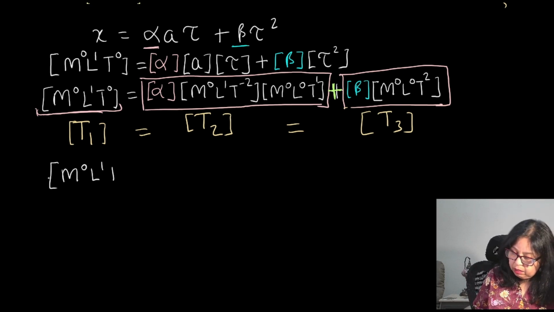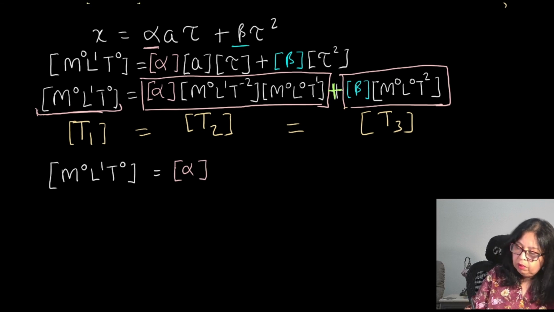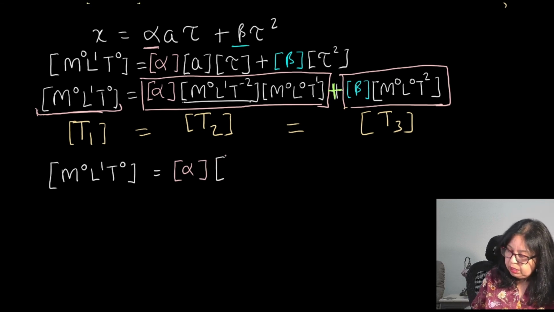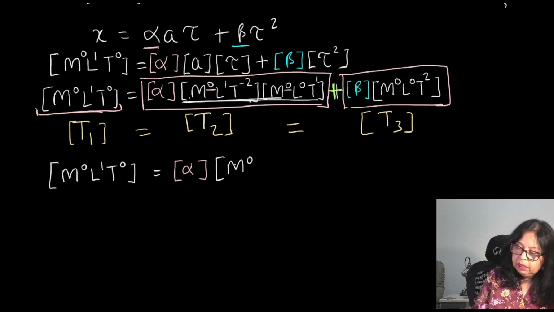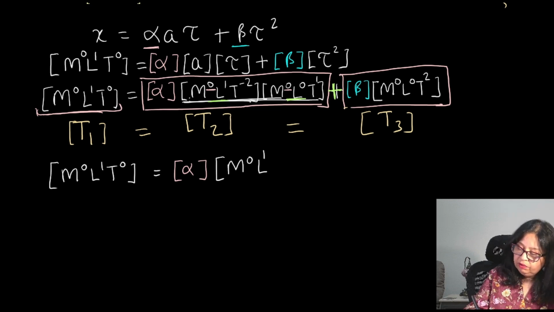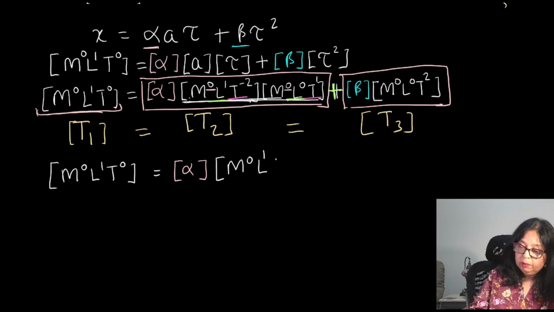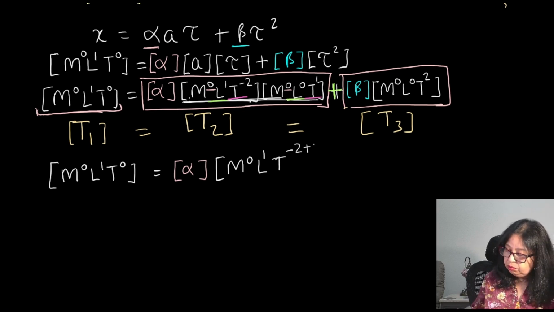M0, L1, T0 is the dimensional formula on the left-hand side. On the right-hand side, I have the dimensional formula of alpha times, now I'm going to multiply these two. M to the power 0 times M to the power 0 remains M to the power 0. Next, L to the power 1 times L to the power 0 gives us L to the power 1 plus 0, which is still 1. Last I have T to the power minus 2 times T to the power 1, which gives us T to the power minus 2 plus 1.